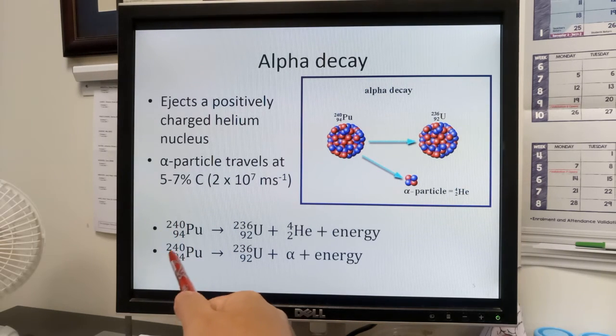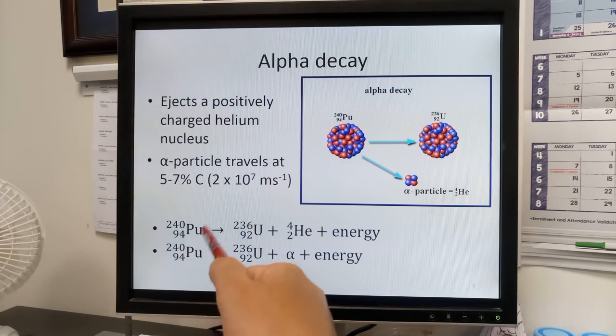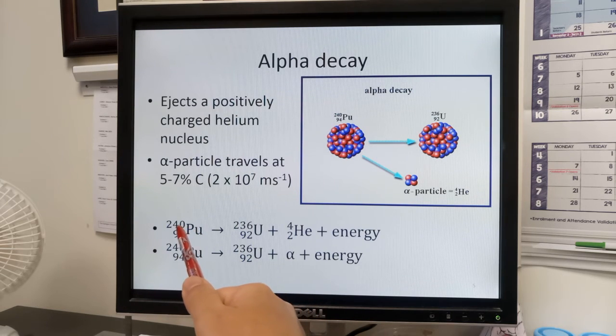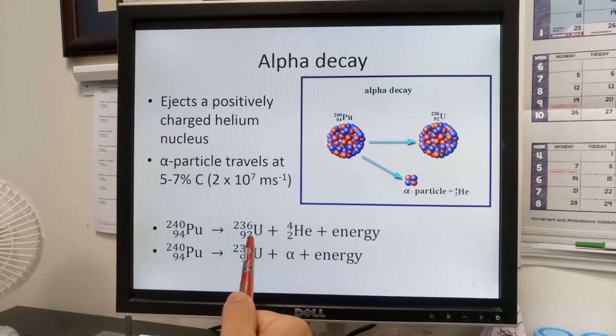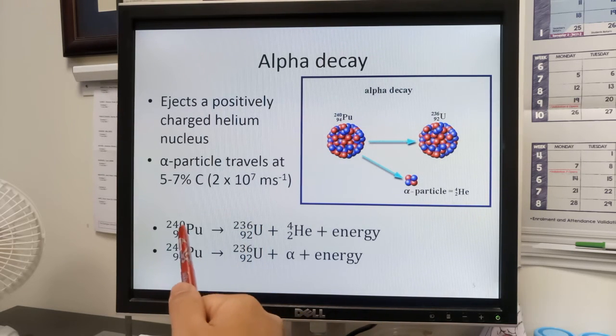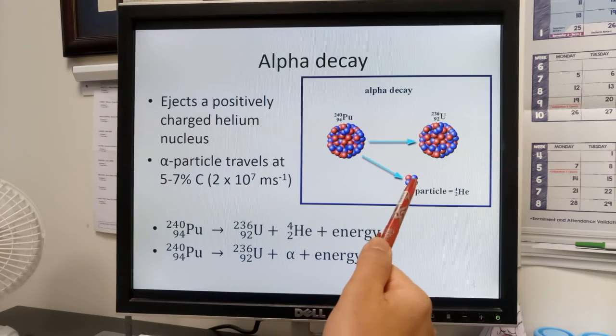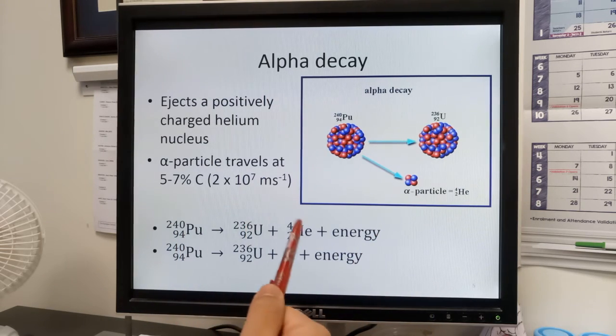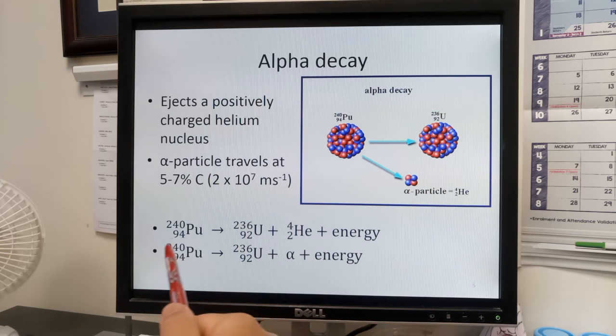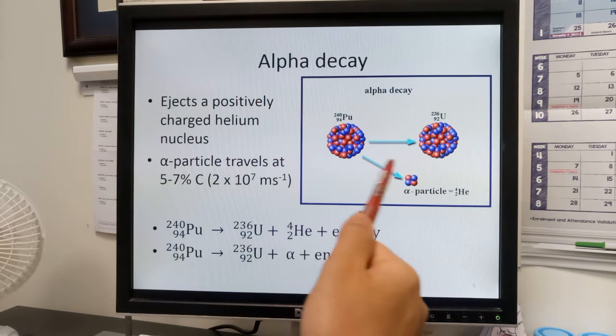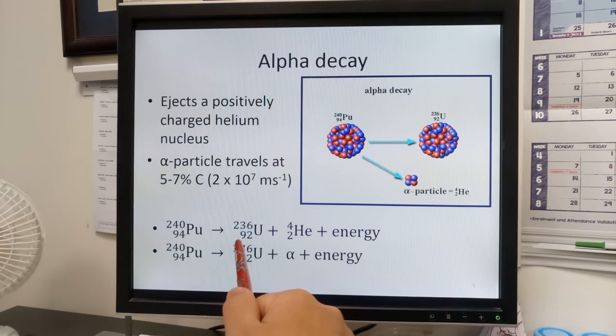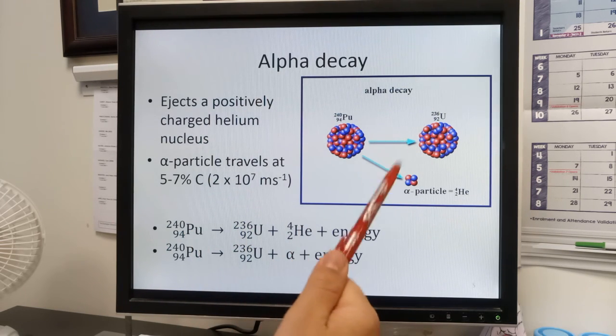Up here is the mass number, down here is the atomic number. Now it begins as plutonium. Plutonium-240, i.e. 94 protons, and then the neutrons, the difference between 94 and 240, they become uranium-236, 92. So the reason is that you've got 4 atomic mass particles here, so 240 goes to 236 as the helium leaves, but your 94 goes to 92 because there's only 2 protons in a helium nucleus. So plutonium transmutes to uranium and an alpha particle and energy.